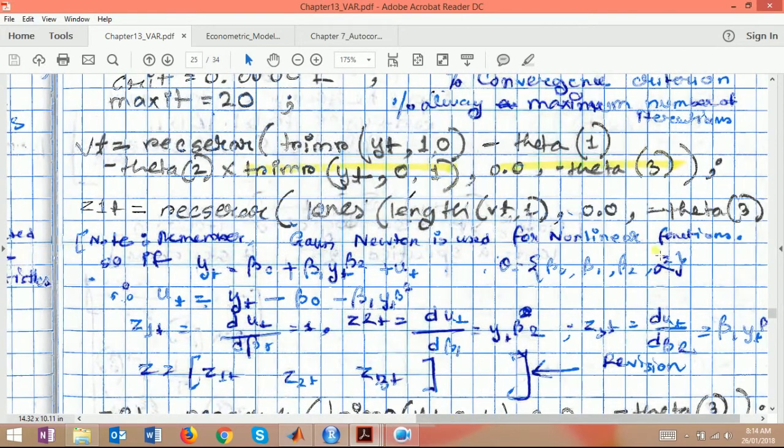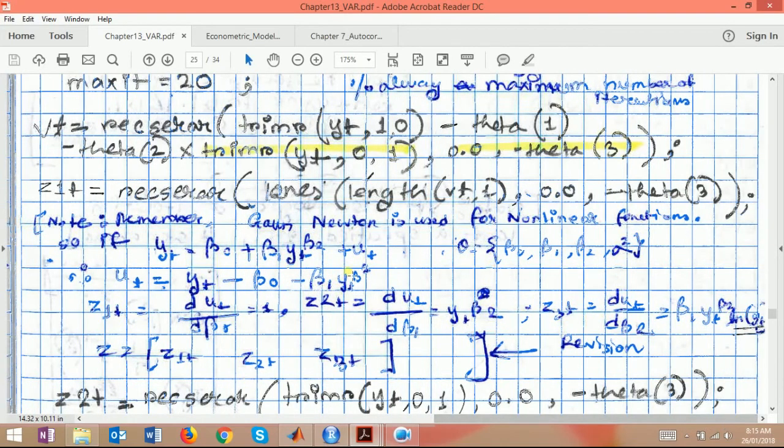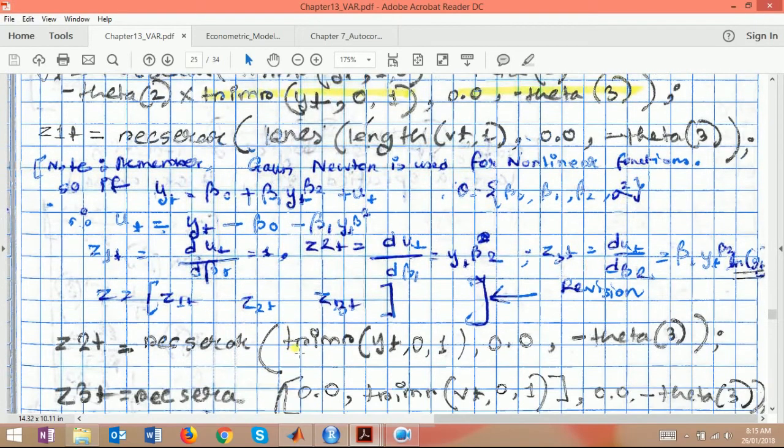Remember, Gauss-Newton is used for nonlinear functions. Yt is beta naught plus beta 1 times yt to the power beta 2, plus ut, where these were the estimated parameters, and ut was yt minus beta naught minus beta 1 yt^beta 2. Z1t is the derivative of ut with respect to beta naught, which was 1. Then for beta 1 we had yt^beta 2, and for beta 2 it is beta 1 yt^beta 2 times log of yt. These were our z elements.